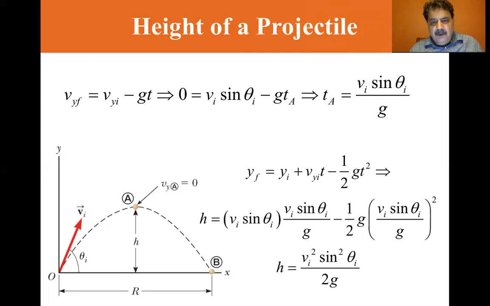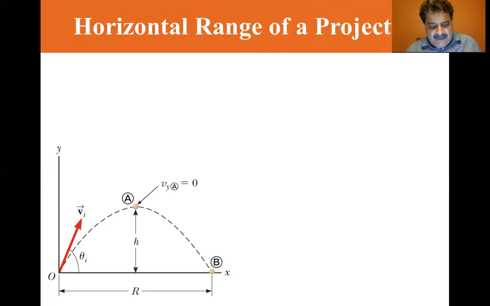Now the horizontal range. From symmetry, the projectile covers the upward part of the trajectory to the top in exactly the same time interval as it requires to come back to the ground from the topmost point. So the range R is equal to the horizontal position of the projectile at twice the time it takes it to reach its peak. So at time t B, which is where it returns to 0, it's equal to 2 times t A, the time it took to go all the way up to the top.